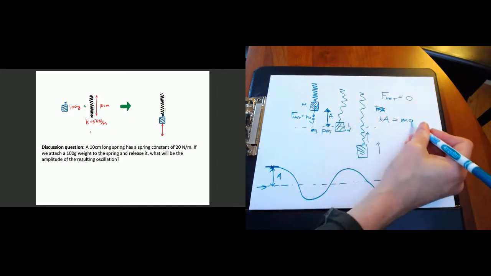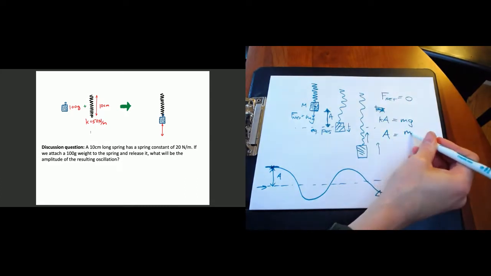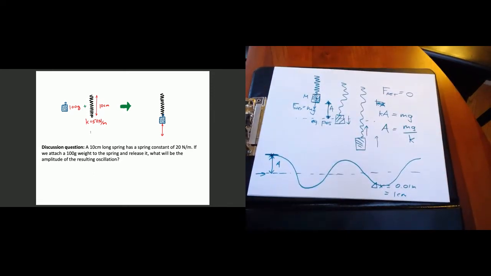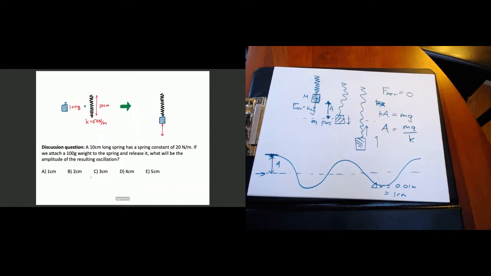And that should equal mg if the net force is 0. And so we find that A equals mg divided by k. Plugging in the numbers, what we end up with is 1 Newton over 50 newtons per meter, and that works out to 2 centimeters. So the answer, if you use that 50 newtons per meter, is going to be B here. If you'd used the 20 newtons per meter, then the answer would have been E, 5 centimeters.